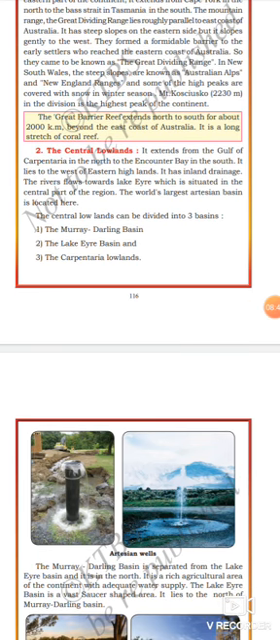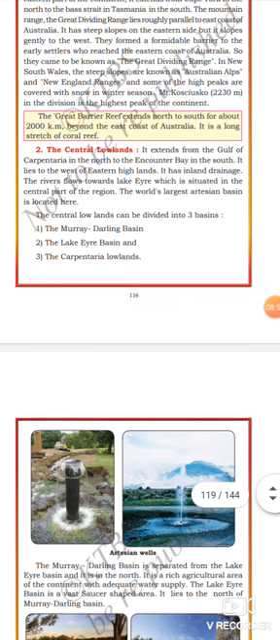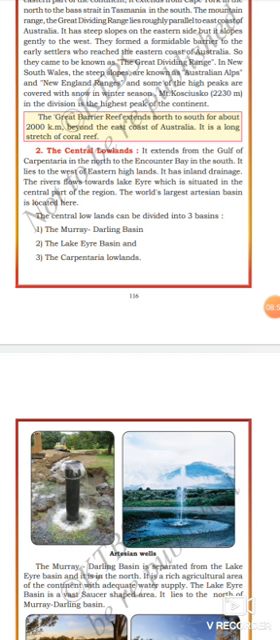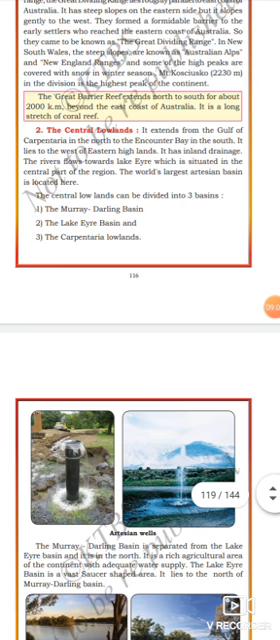Listen, dear students. In New South Wales, the steep slopes are known as the Australian Alps and New England Ranges. Got it? The steep slope mountains in Australia are called the Australian Alps and New England Ranges. Got it? And some of the high peaks are covered with snow in winter season.